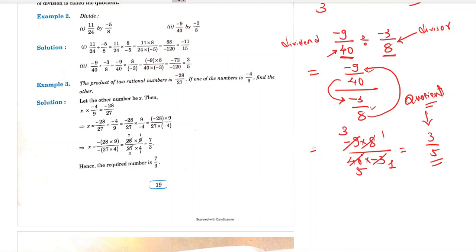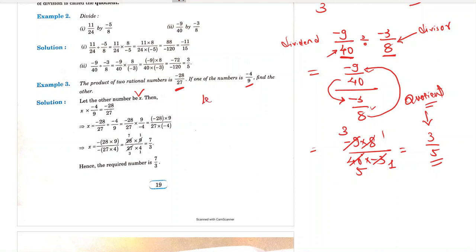There is a very interesting question given here. The product of two rational numbers is minus 28 by 27, and one of the rational numbers is minus 4 by 9. Find the other. Now see, product of two rational numbers is minus 28 by 27. They have solved it with the method of x, which is the correct method. Actually, we have been given the product of two rational numbers. Product means multiplication, and one of the rational numbers is given as minus 4 by 9.